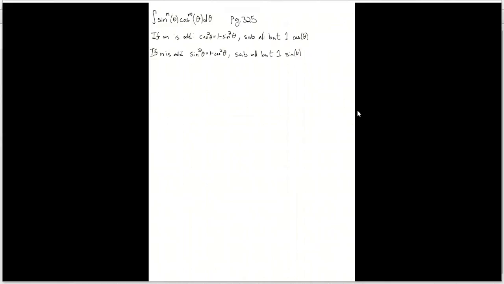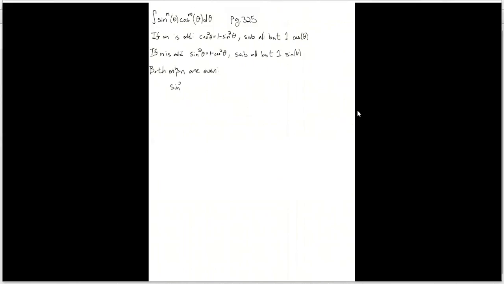Now, there's a third case. If both m and n are even, we're going to do a separate substitution. It's the double angle formula.